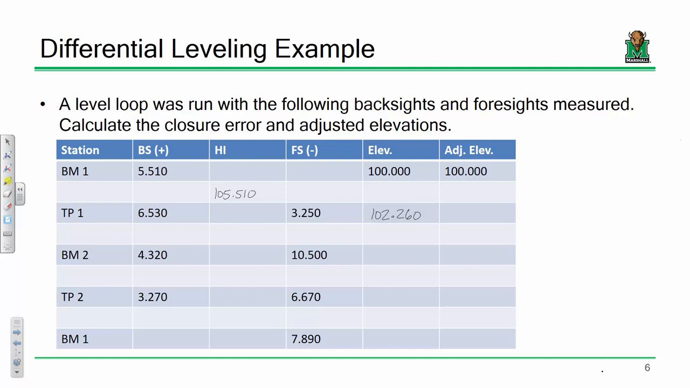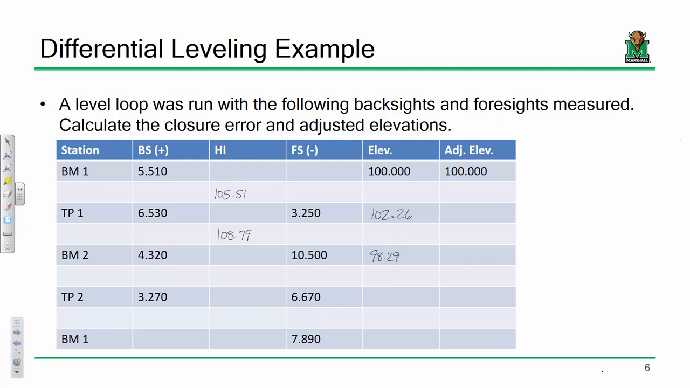I take a back sight, so what's this? 108.79. So add that plus that, so yeah, 108.79. I'm just gonna do the hundreds. Then take a foresight, what do I get here? 98.29.